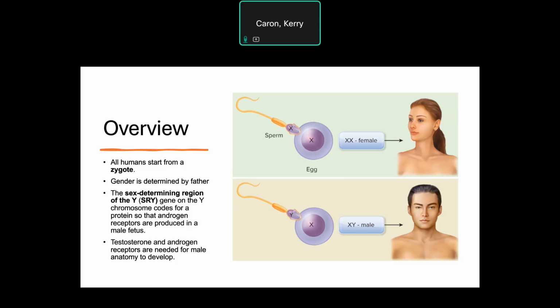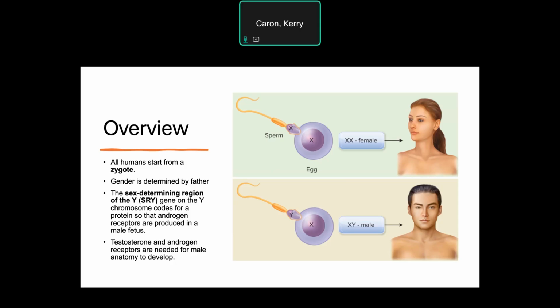There is what we call the SRY, the sex determining region of the Y on the Y gene. The Y chromosome codes a protein so that androgen, that means andro meaning man, gen meaning formation. So androgen is forming male-like characteristics so that androgen receptors are produced in the male fetus. Testosterone and androgen receptors are needed for male anatomy to form.